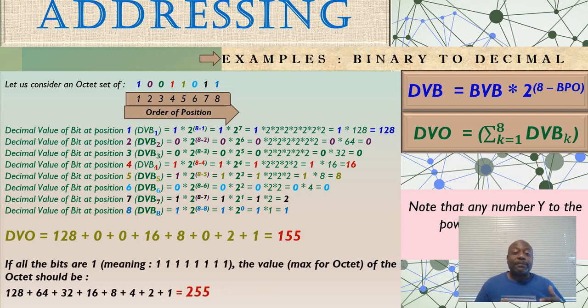And of course, if all the bits are 1, you can do the math, and you will find that the digital value of that octet will be 255. You can do a couple of exercises, give yourself some octets, and try to apply this formula. You can pause, and I know it's going to be easier for you.